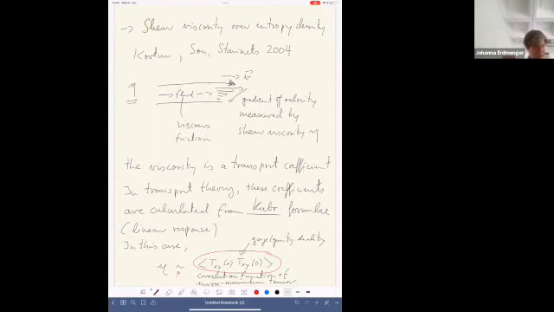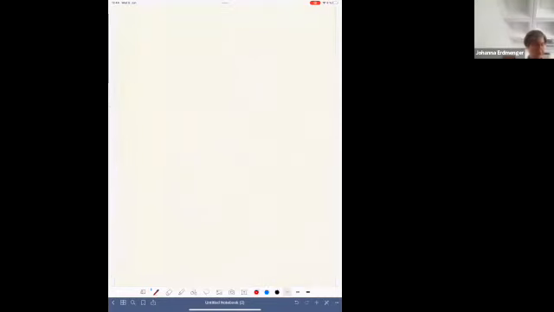This relation here is totally general in transport theory, but now with gauge gravity duality, we can calculate this for a strongly coupled theory. So gauge gravity duality provides a way to calculate this correlation function using gravity.